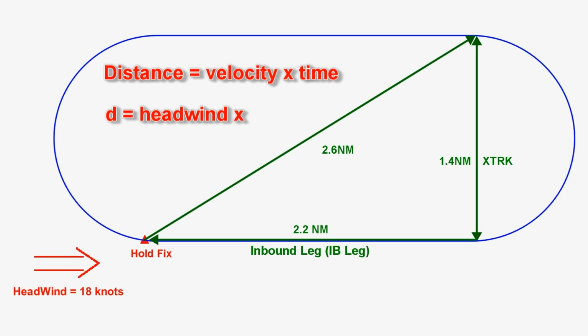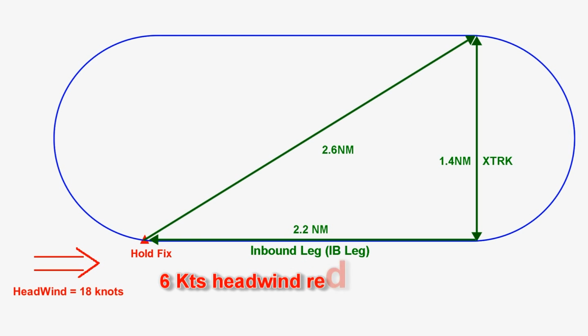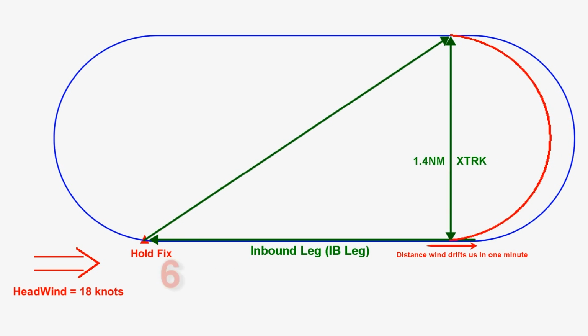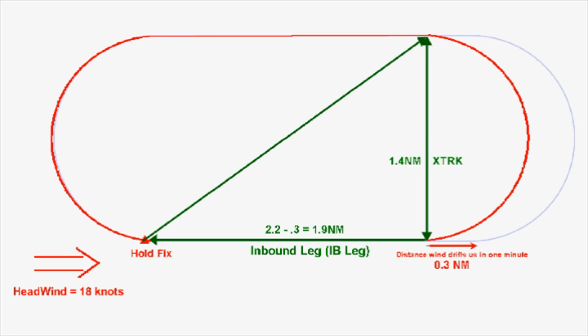That creates a very convenient opportunity to use the same rule of thumb we used for crosswind adjustments in the last episode. In other words, 6 knots of headwind shortens the inbound leg exactly 0.1 nautical miles. So the 18 knot headwind in this case requires us to shorten the inbound leg exactly 0.3 nautical miles.